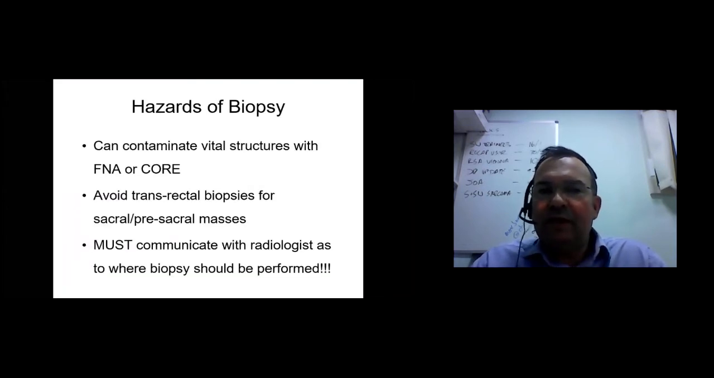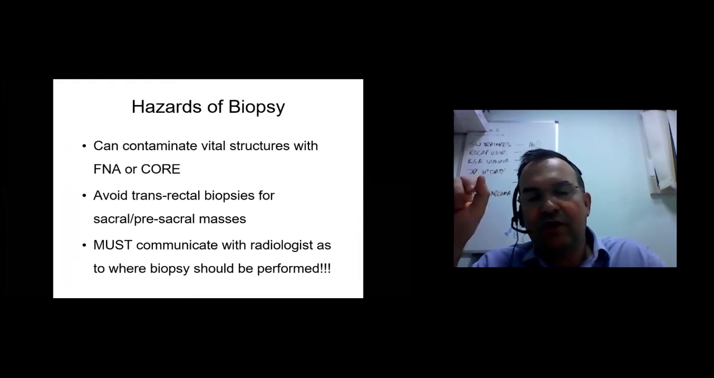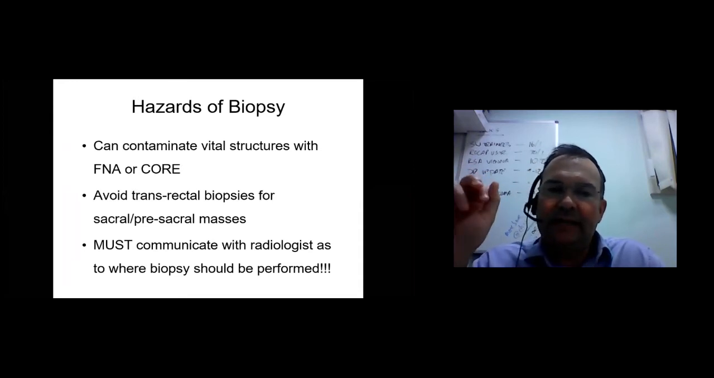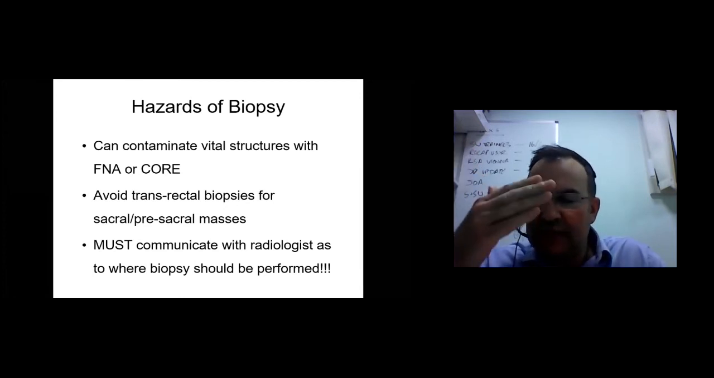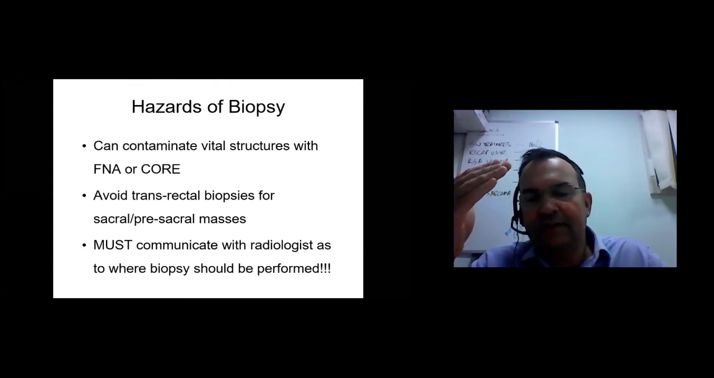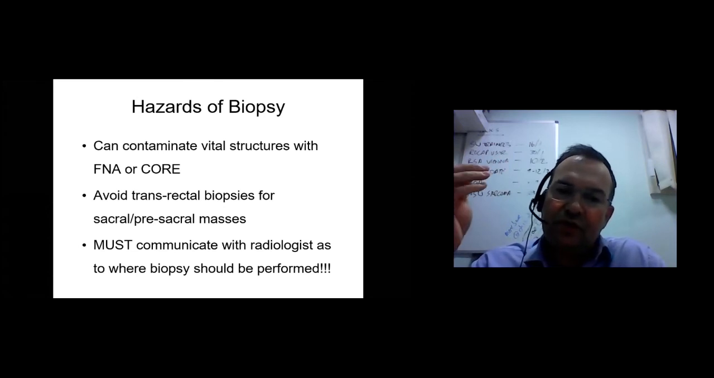The hazards, well, you can contaminate vital structures with FNA or core. Well, what do we mean by that? That's where, because we're passing a needle or a true cut biopsy into the lesion, unfortunately, there may be a vein or an artery in the way that we don't see on ultrasound, and you can end up seeding tumor into that structure. We avoid transrectal biopsies for sacral or presacral masses. That's because embryologically they come from different cellular lines of tissue, so you can end up contaminating a whole new plane of tissue, which you're trying to avoid.